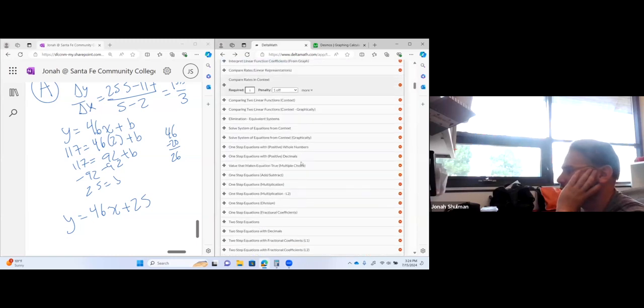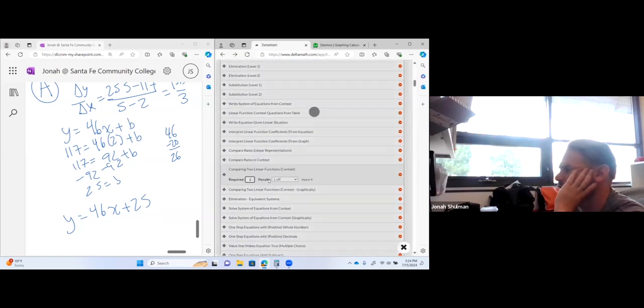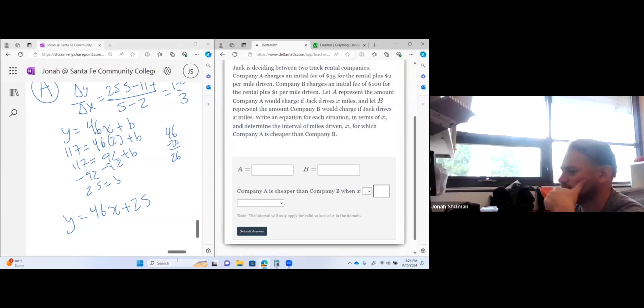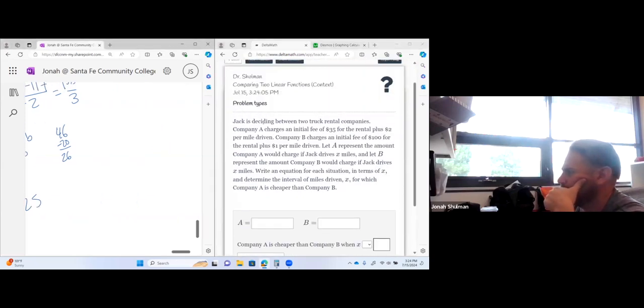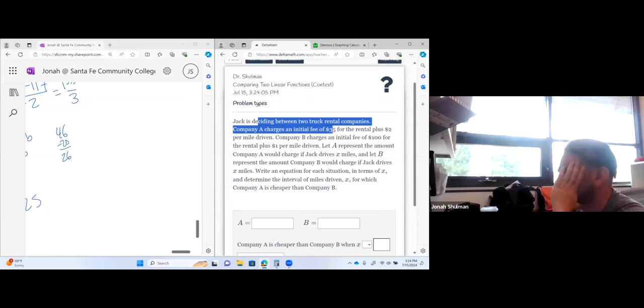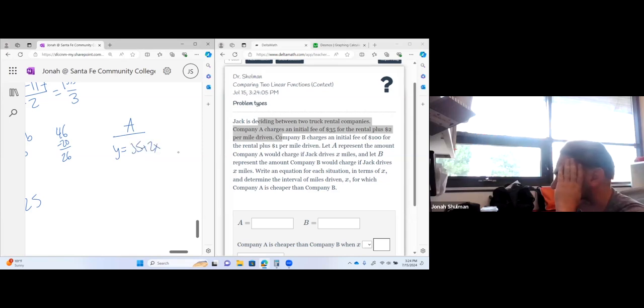All right, let's keep it going. And I can see the bottom, which is nice. So here we go. Let's compare two linear functions in context. Jack is deciding between two truck rental companies. A charges an initial fee of 35 plus 2. So here we go. A is y equals 35 plus 2x. B is y equals, I think this is 100 plus 1x.